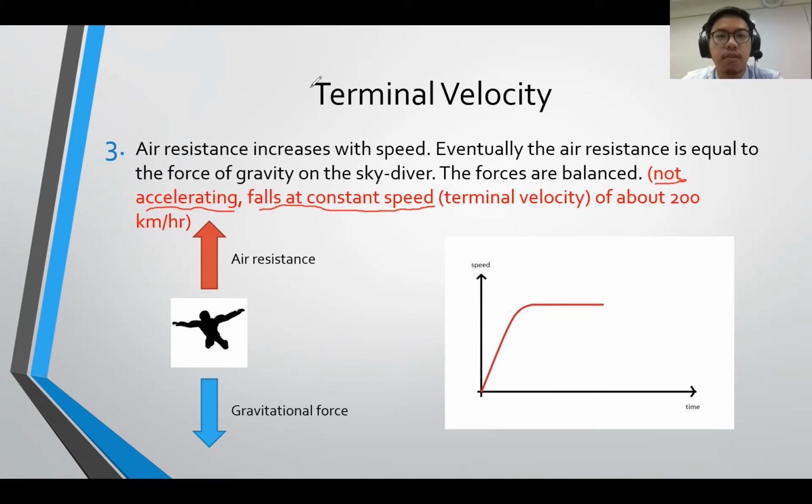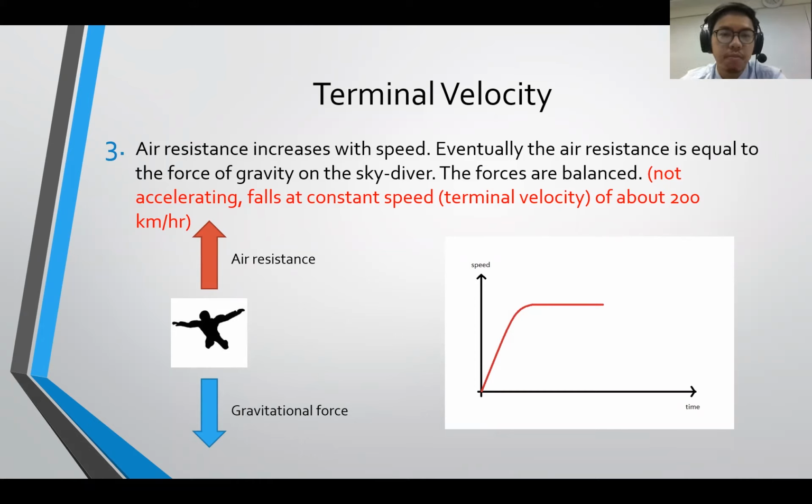So your graph will now look like this. You have constant speed, and your graph is now a horizontal straight line, and the acceleration is zero because the forces are balanced. So the forces are balanced and you are falling and falling and getting closer to the ground. Eventually at some point you will want to open your parachute in order to save yourself so that you won't die.